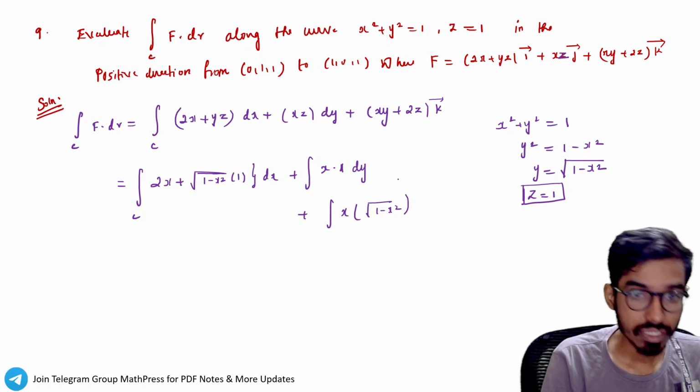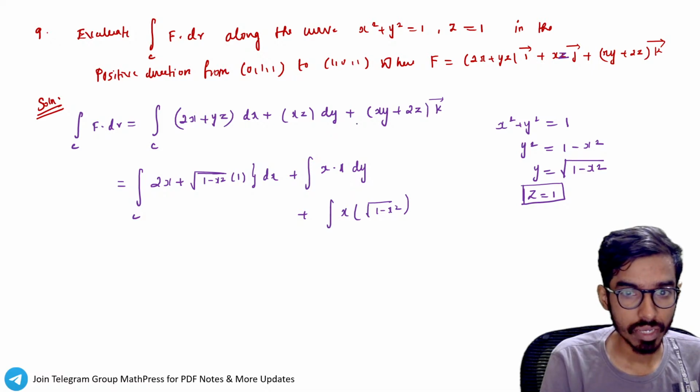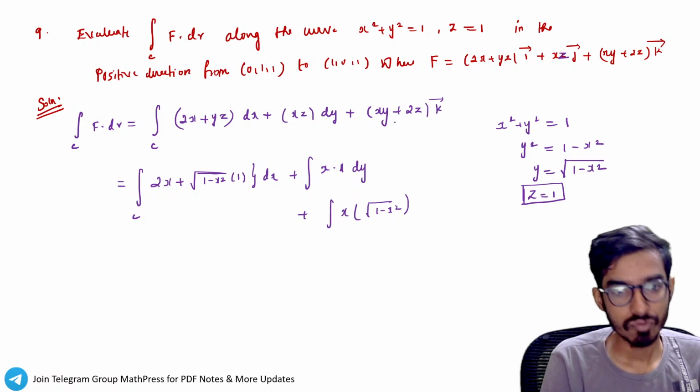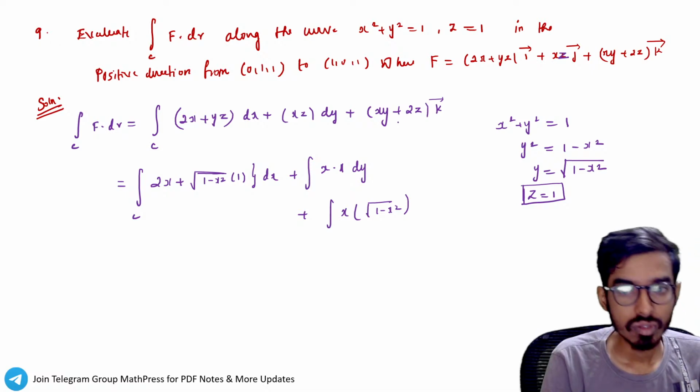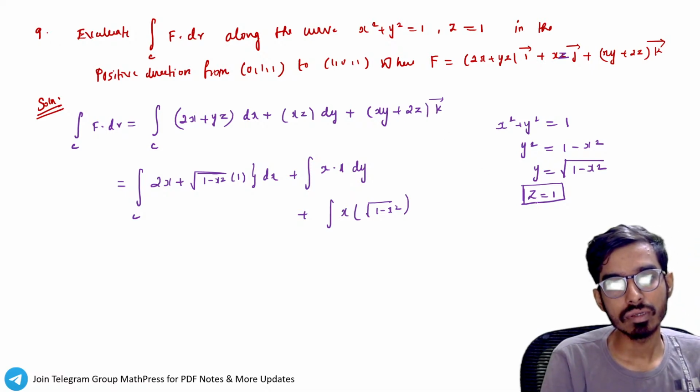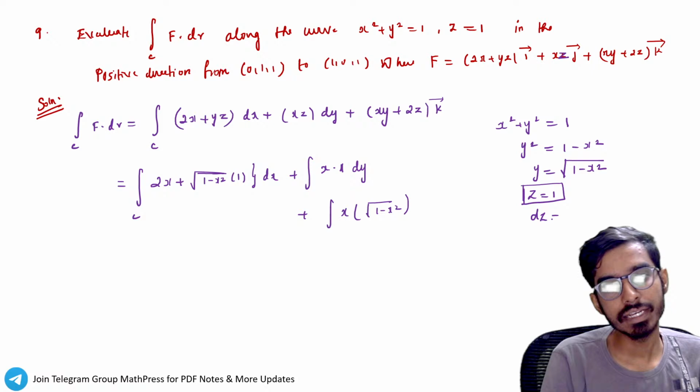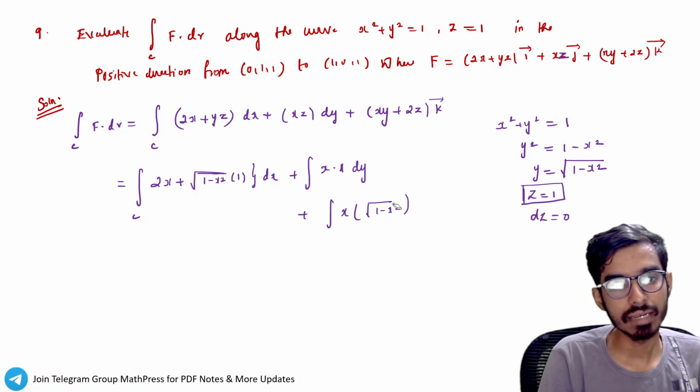I think we have made a mistake. This will be integration of xz dy. Okay, wait. So if z is equal to 1, dz is 0, right? So we don't need this integral.